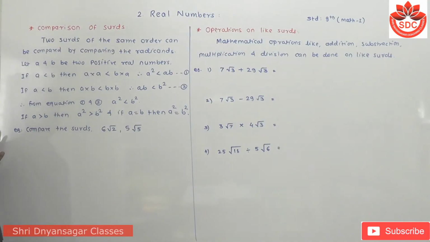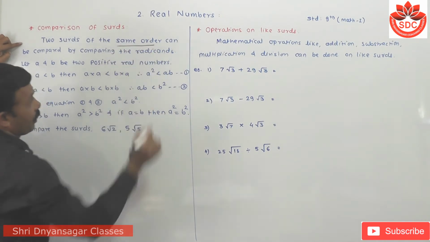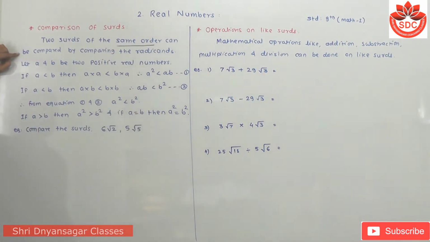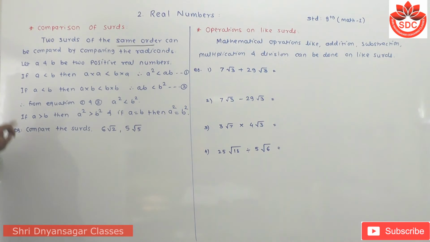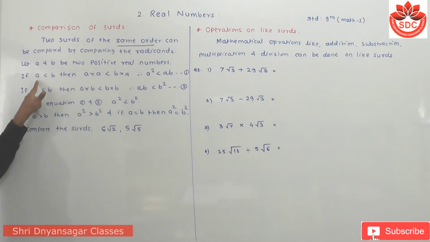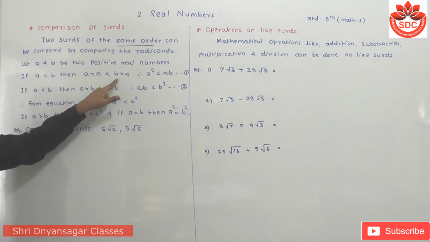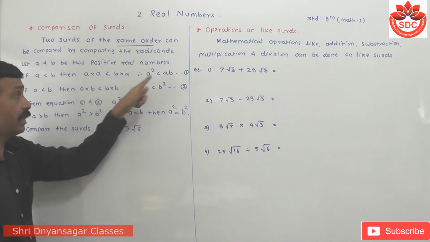Okay students, we take the next point here, comparison of surds. How to compare two surds? Two surds of the same order can be compared by comparing the radicands. Let a and b be two positive real numbers. If a is less than b, then multiplying both sides by a, a into a is less than b into a, meaning a square is less than ab.